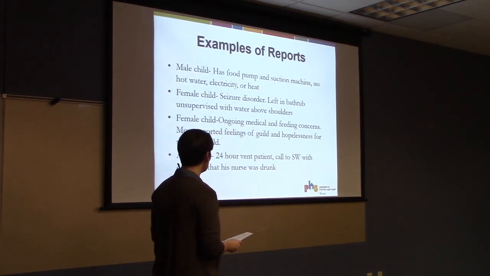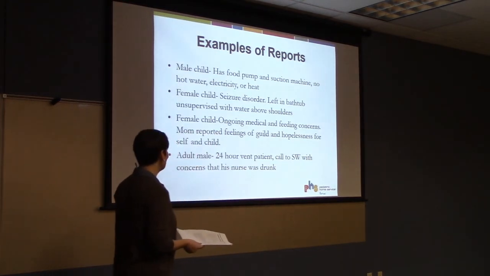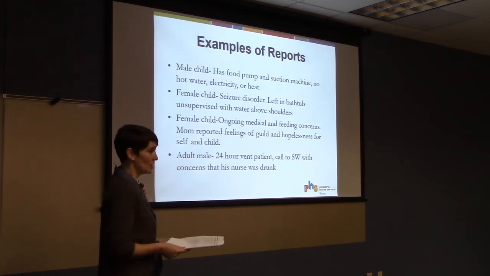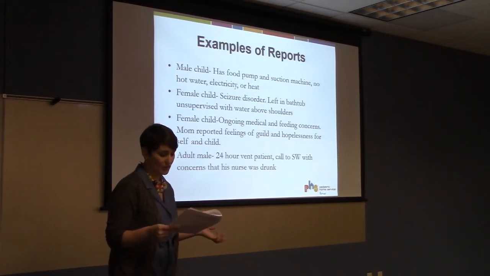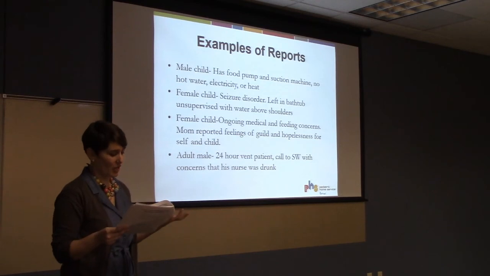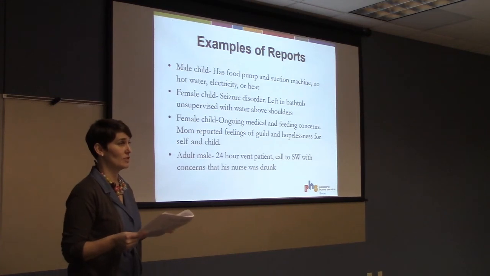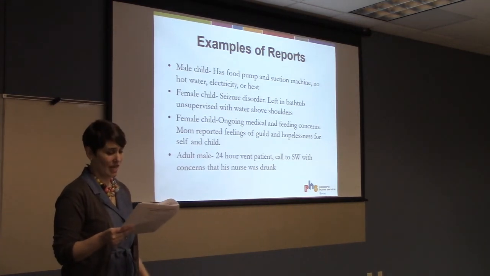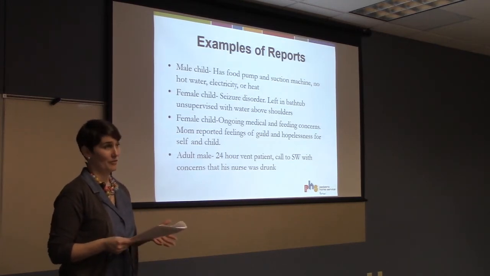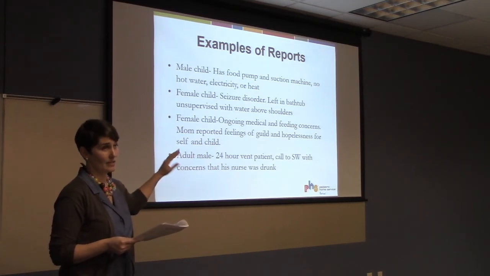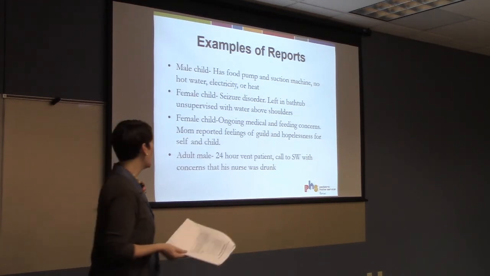Female child with ongoing medical and feeding concerns. Mom reported feelings of guilt, hopelessness for herself and her child. She just didn't think that she was going to do anything for her child. She didn't think her child was going to get better. Social worker asked if mom intended to hurt herself or the child, maybe suicide or homicide, just checking things out. She denied it. We made a call to CPS, and we notified the doctor. So that was one of the neglect things that we are looking at and concerned about when it happens.